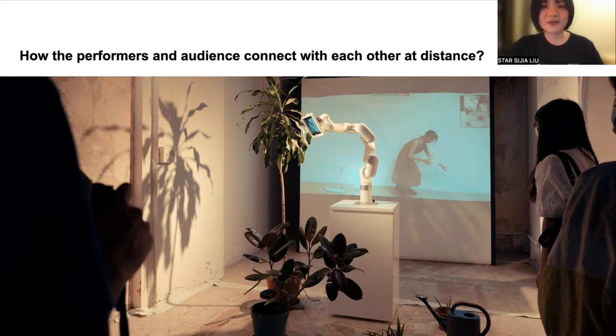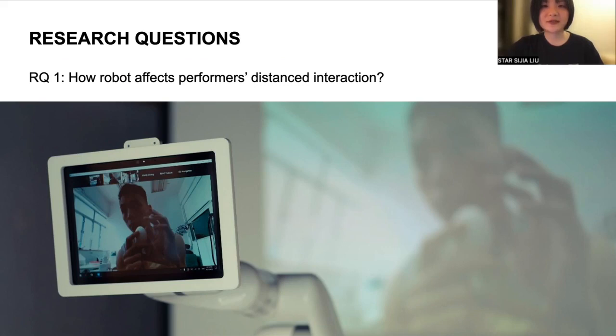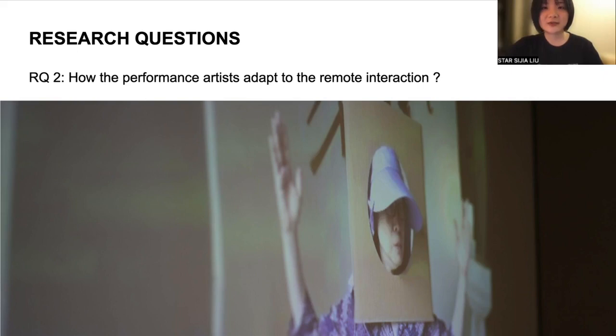To better understand the impact of this approach, our study mainly focused on three research questions. First, we want to investigate how telepresence robotics affect performers' perception and use of their bodies in distance interaction. In other words, will the presence of a robot influence the performers' designed workflow, such as their body movements or gestures? And if the robots indeed affect the workflow of the performers, how would they adapt to it? And how would the performers adjust to the other elements of the remote performance, such as music or lighting controlled by the audience?